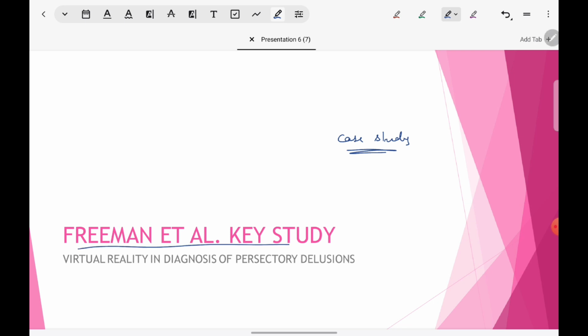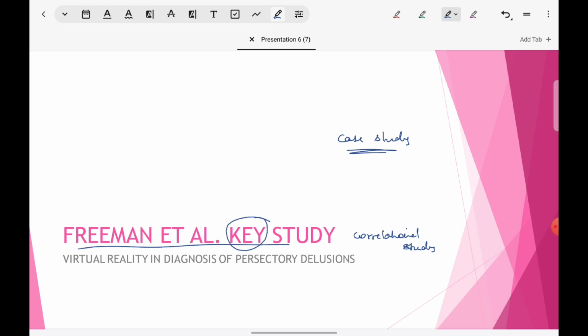Freeman et al. study is a correlational study. So do use the term correctly. Many times when students communicate with me, they keep on saying case study. I get very confused what they are talking about. And then I realize they are referring to a key study. You're a student of psychology. Make sure you use correct terms.